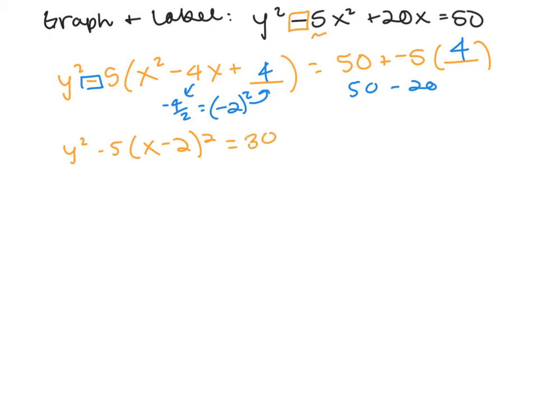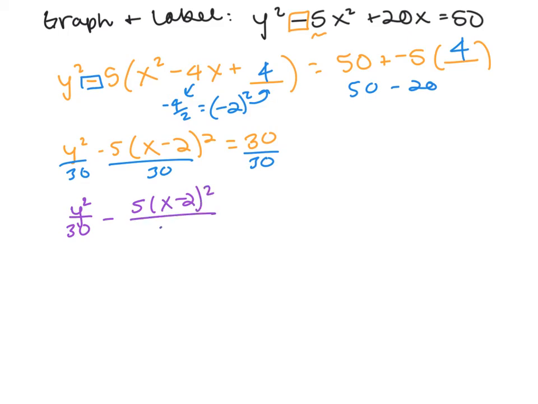And now just like ellipses, it needs to equal 1. So divide it out. And we have for our final equation, y squared over 30 minus, I'll fix that 5 in just a second, over 30 equals 1. Again, just like ellipses, bring that 5 down. And 30 divided by 5 is 6.